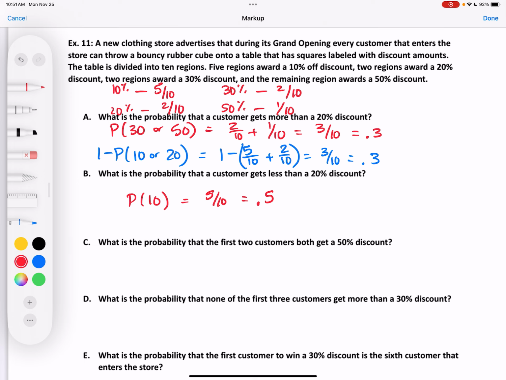What is the probability that the first 2 customers both get a 50% discount? I think I've set this one up. Well, remember, it's out of 10. Oh, so like 1 over 10 times 1 over 10? Yep. Which ends up being 1 over 100, which, you can also put it in your calculator, is 0.01. So basically, there is a 1% chance that the first 2 customers both get a 50% discount.